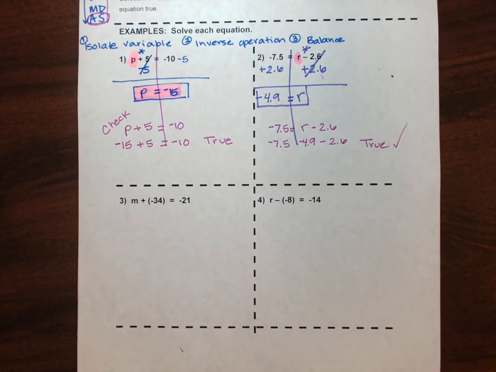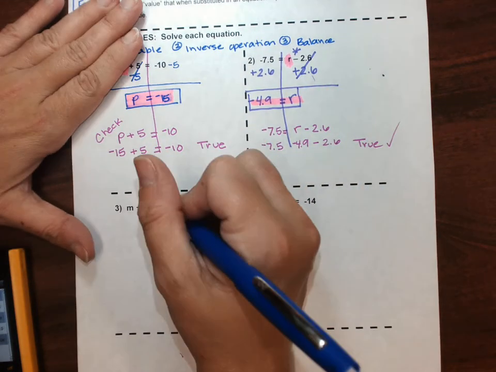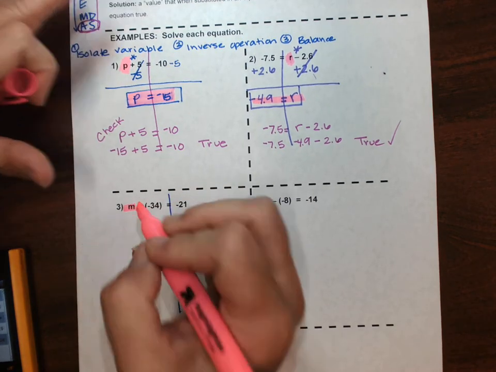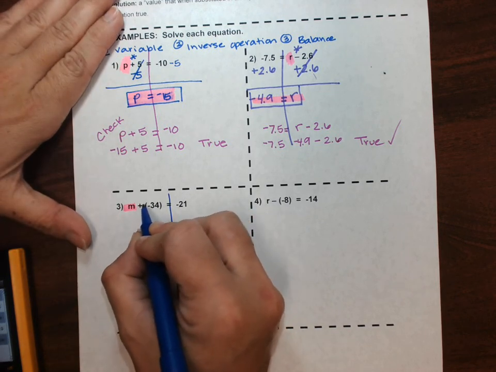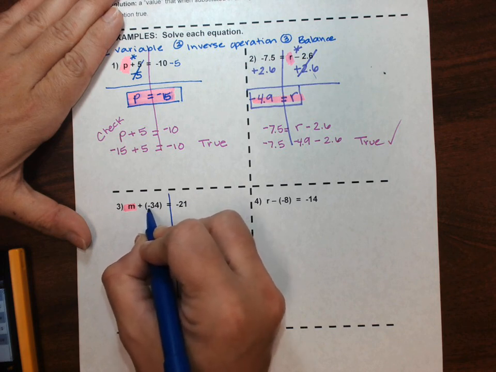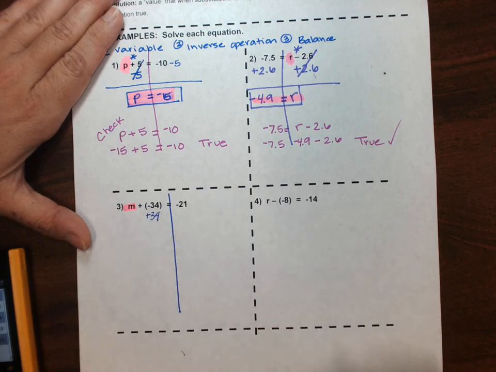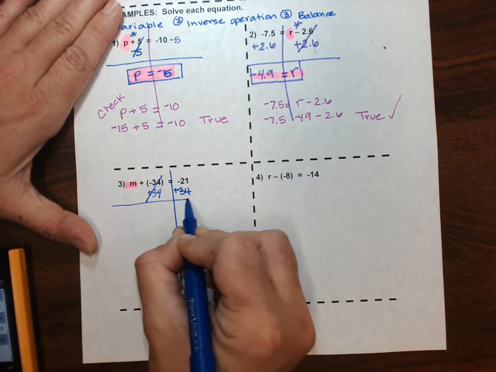All right, moving right along. Looking at number 3. I'm going to draw my line. I'm going to ask myself, what is the goal? The goal is to isolate the variable. How do I do that? This is tricky right here. All right, we're going to look at the operation or the sign right in front of the number here. It's negative. What's the inverse of a negative 34? That would be a positive 34.